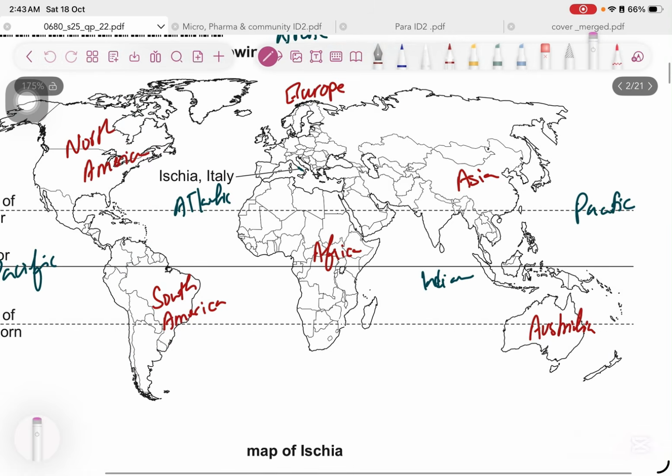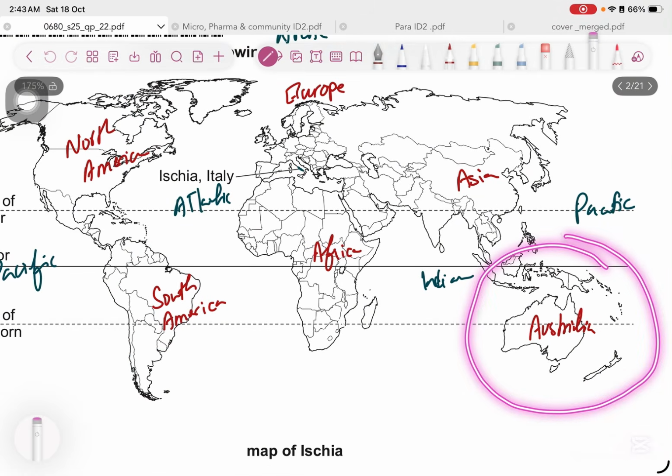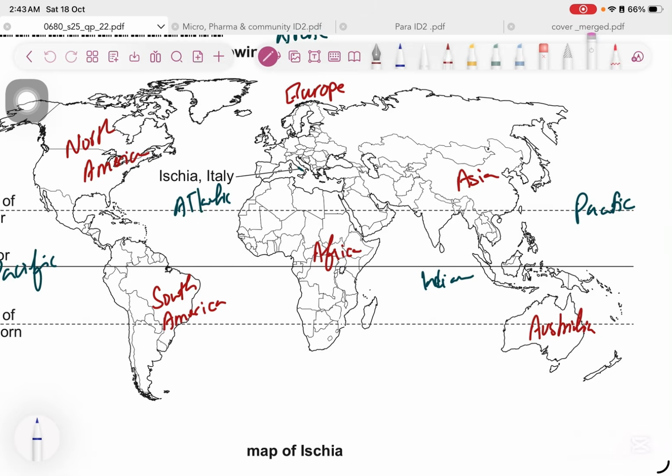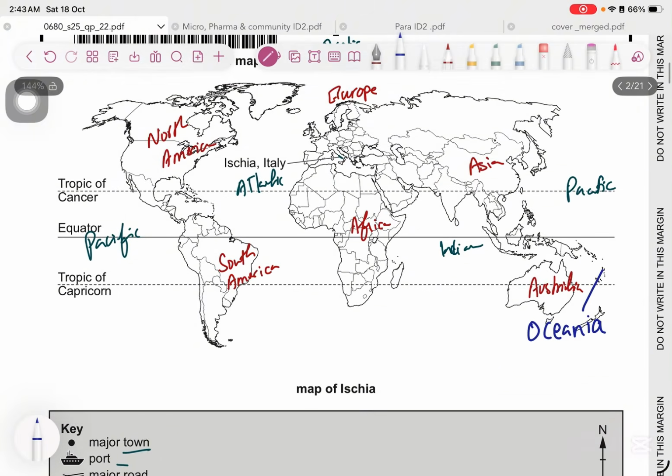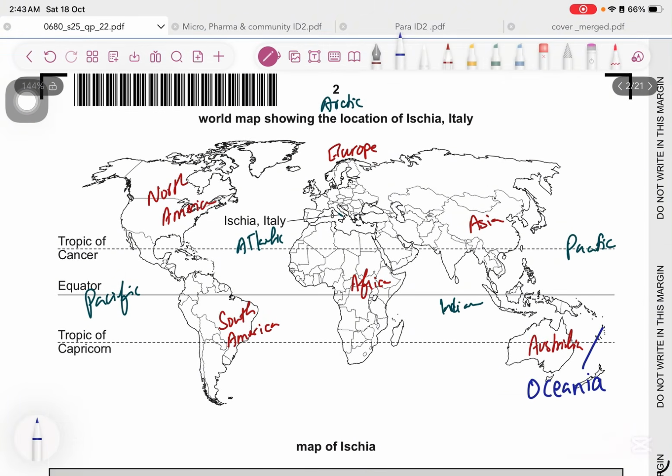And then the lonely one out there is Australia or Oceania. You have to know both names, okay? That was for the continents. Now let's take a look at the oceans because you need to know that too.